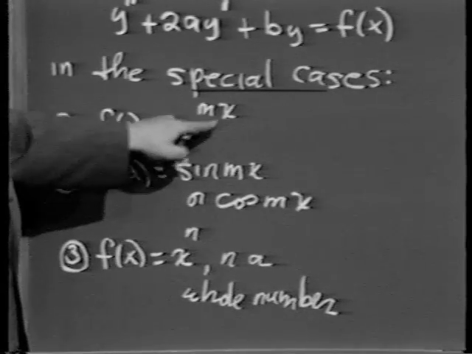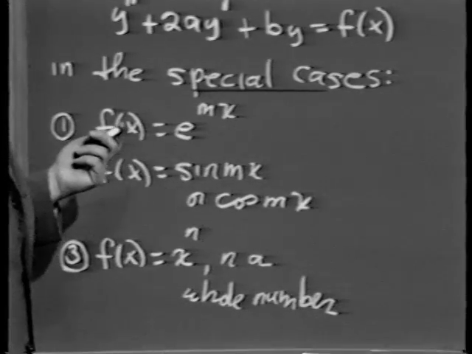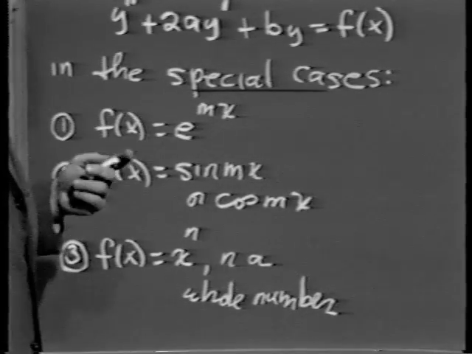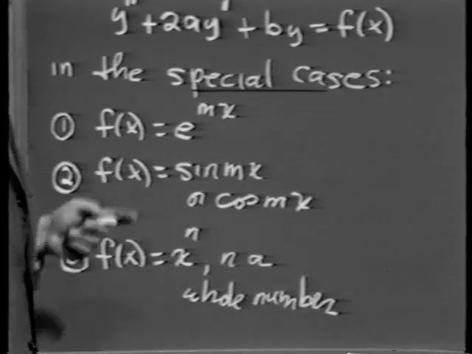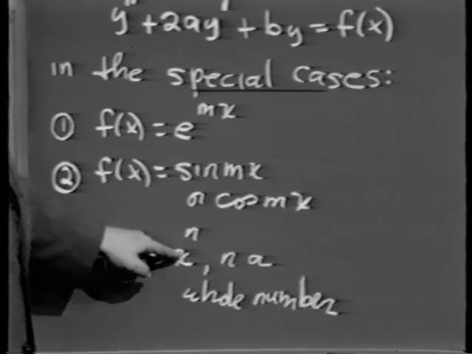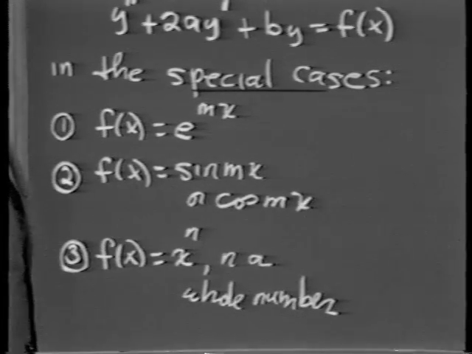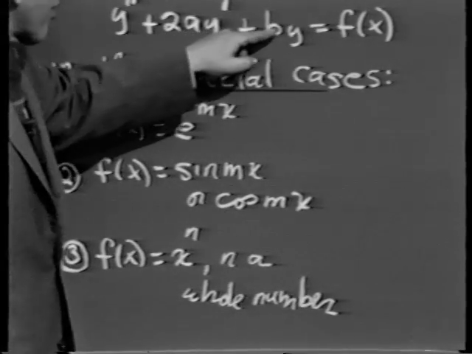function. For example, we know that to wind up with e to the mx, we essentially have to differentiate a constant times e to the mx. To wind up with sine mx or cosine mx, we have to start with nothing worse than sine mx or cosine mx. And similarly, to wind up with a power of x, we have to start with a power of x. That's where these constant coefficients are so important.